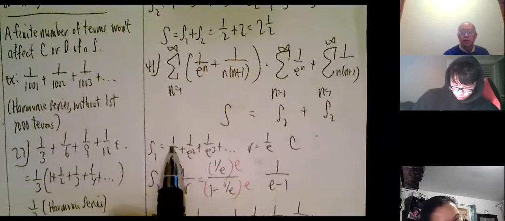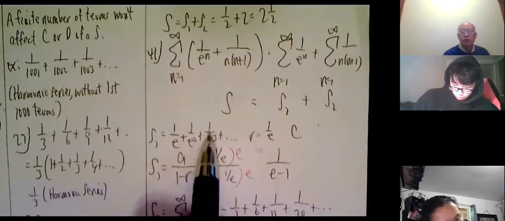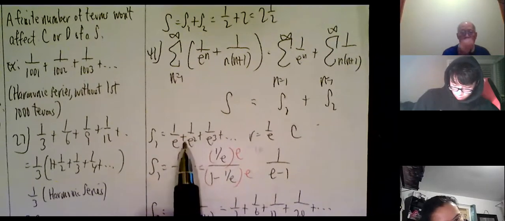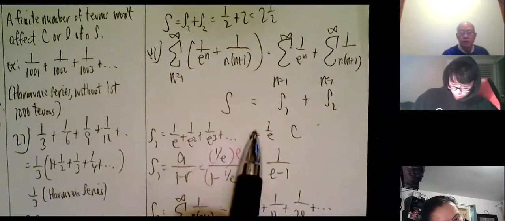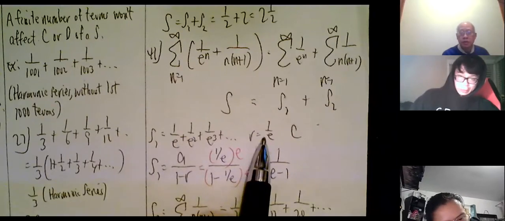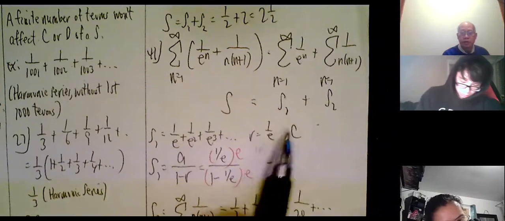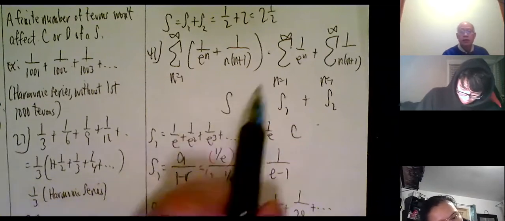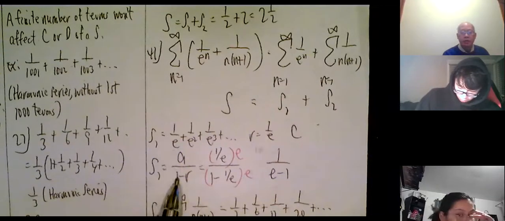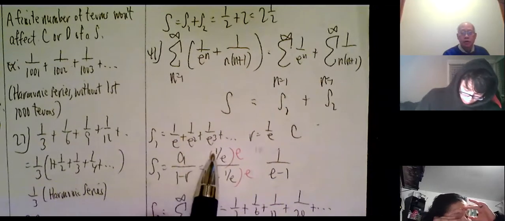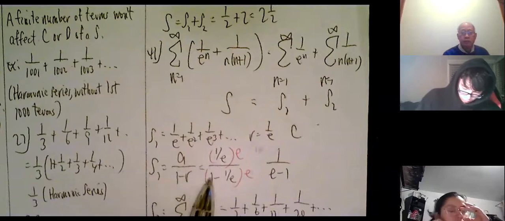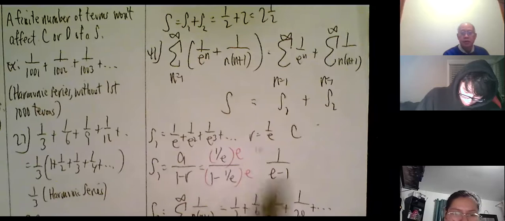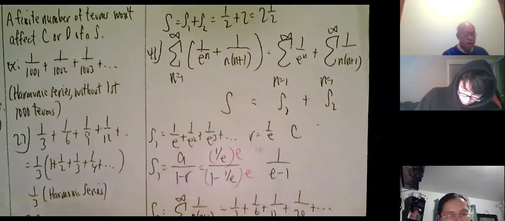Okay, this is 1 over e plus 1 over e squared plus 1 over e cubed. Geometric. You keep multiplying by 1 over e. 1 over 2.7, that's between -1 and 1. That's going to converge. So S1 is A over 1 minus R, 1 over e divided by 1 minus 1 over e. Multiply top and bottom by e, 1 over e minus 1.